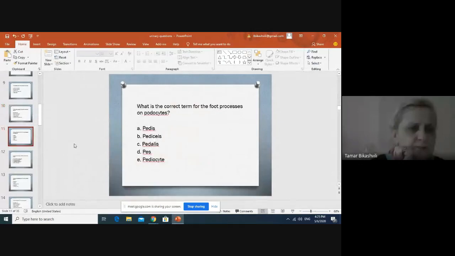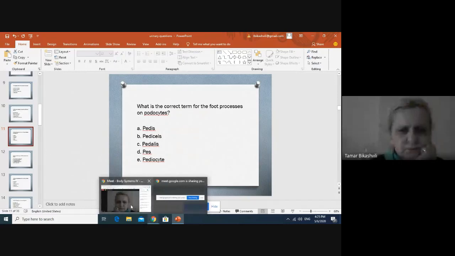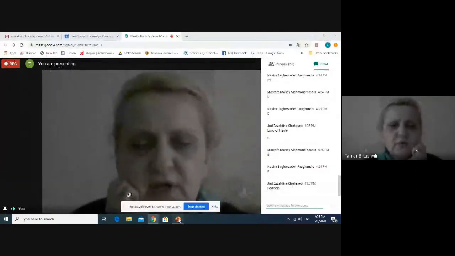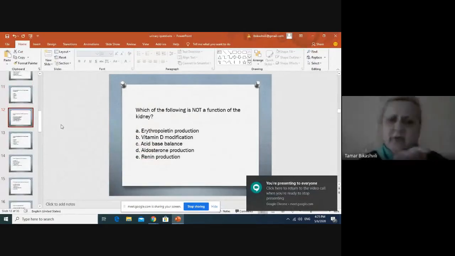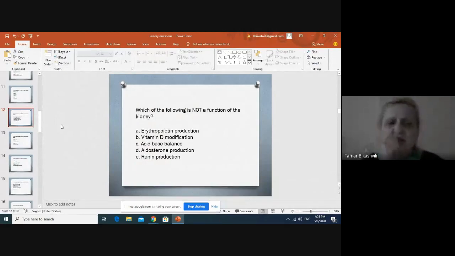What is the correct term for the foot process on podocytes? Pedicels, yes, of course, you know the answer. And the next, which of the following is not a function of the kidney? Erythropoietin production, vitamin D modification, acid-base balance, aldosterone production, or renin production? Which of the following is not a function of the kidney?